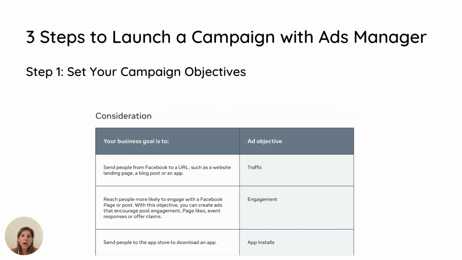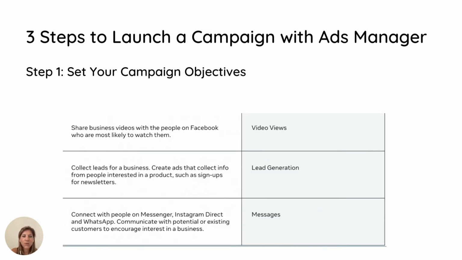Under consideration, you have also different types of objectives. You have traffic, which, as I mentioned before, will send people to a destination. You have engagement, so Facebook will go and find people who are more likely to engage with your content. You have app installs if you want people to download your application. You also have video views, so this is specifically to get people to watch your videos by optimizing the audience reach to people who enjoy watching videos from the type of content that you're sharing.